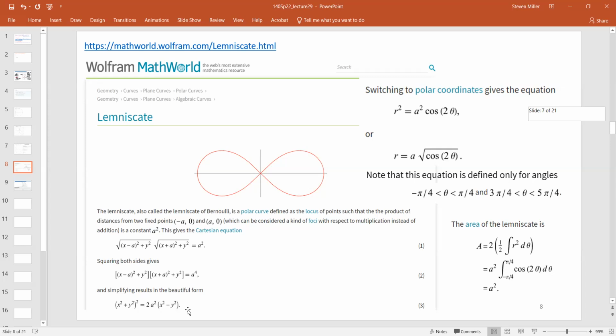Okay, well, that's not so bad. What function has derivative of cosine? The derivative of sine is cosine. So this would be 1/2 sine 2 theta. And then when we just evaluate it at pi over 4 and minus pi over 4, it will just become a squared. So if this formula is true, we can actually evaluate things very easily.